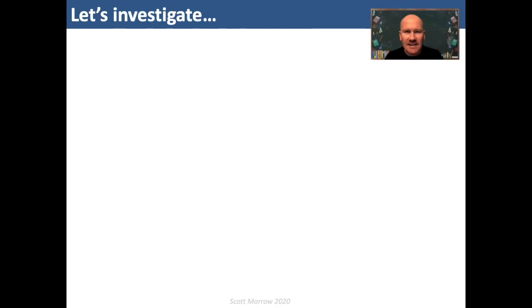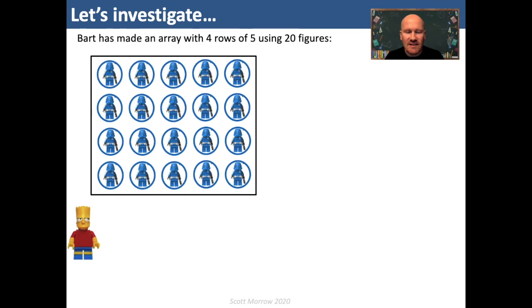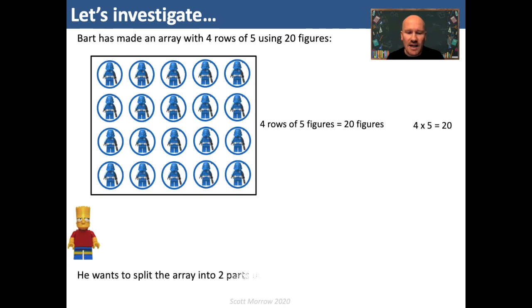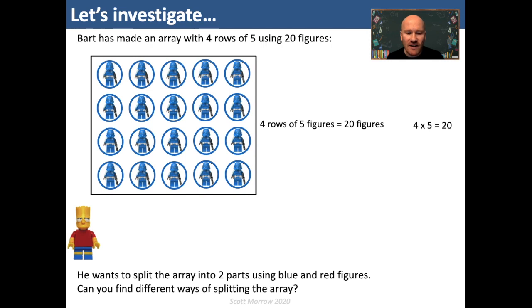It's time to get investigating with a partner. Bart has made an array with 4 rows of 5 using 20 figures. So there you can see his array. Now we know that 4 rows of 5 gives us 20 figures altogether, so we can write a multiplication story. 4 times 5 equals 20. He wants to split the array into 2 parts using blue and red figures. Can you find different ways of splitting the array?